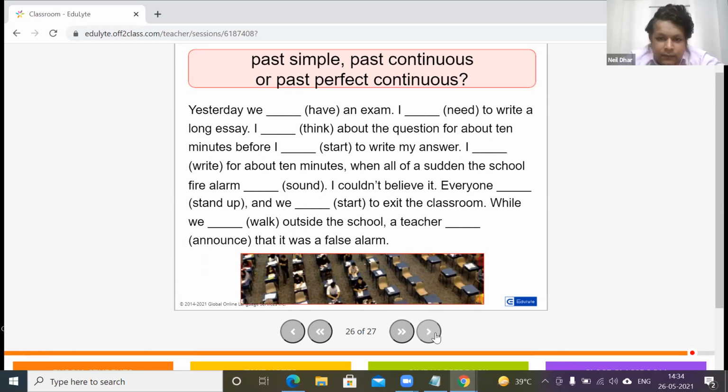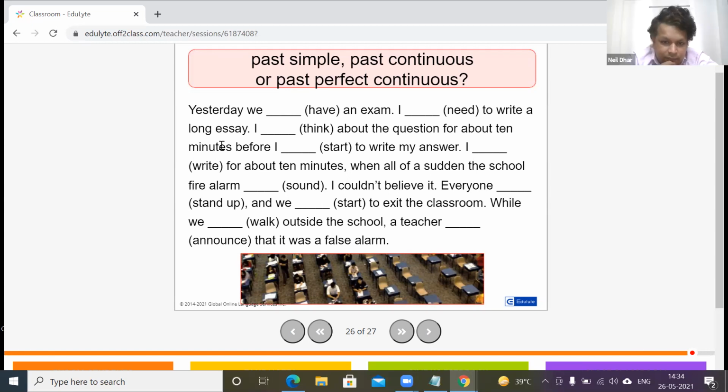Correct. I thought about the question for about 10 minutes before I started to write. It says duration. So would we use thought, or would we use I had been thinking? Here we have a duration. But the exam and long essay do not have a duration. Yes. I had been thinking about the question for about 10 minutes before I started to write my answer. I had been writing for about 10 minutes when all of a sudden the school fire alarm sounded.